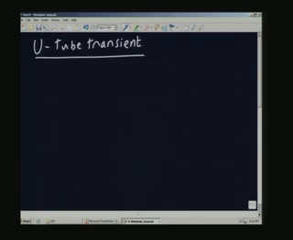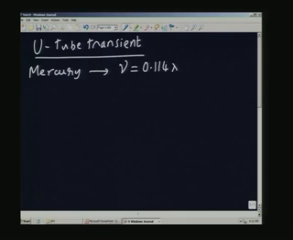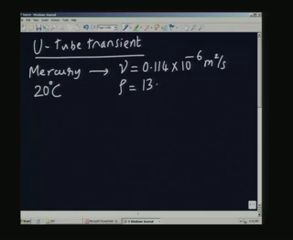So, I will indicate how the analysis is done by working out the details. We require the properties of the material, which we have to take from a handbook of material properties. For example, for mercury, nu is 0.114 into 10 to the power of minus 6 meter squared per second. I am taking everything at 20 degrees Celsius. And the density is 13,579 kilogram per cubic meter.